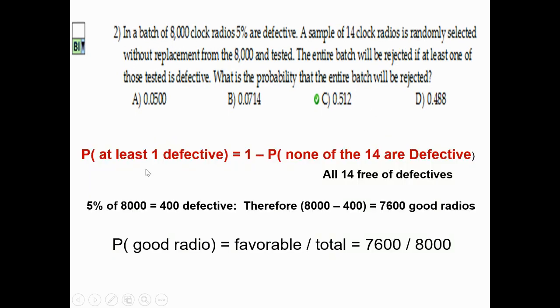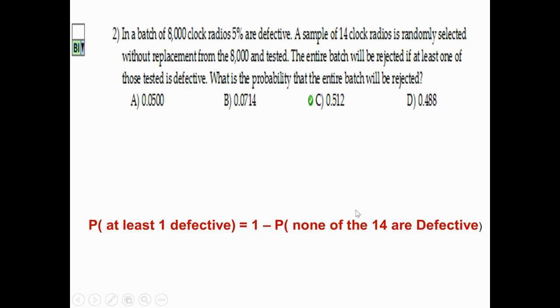So probability of getting at least one defective is one minus probability that none are defective. Well, what does it mean to be none are defective? It means all 14 must have been free of defects. They're all good clock radios. Well, 5% of the 8,000 are defective, therefore you've got 7,600 good radios. So probability of me getting a good radio is 7,600 over 8,000. But I'm doing this 14 times.